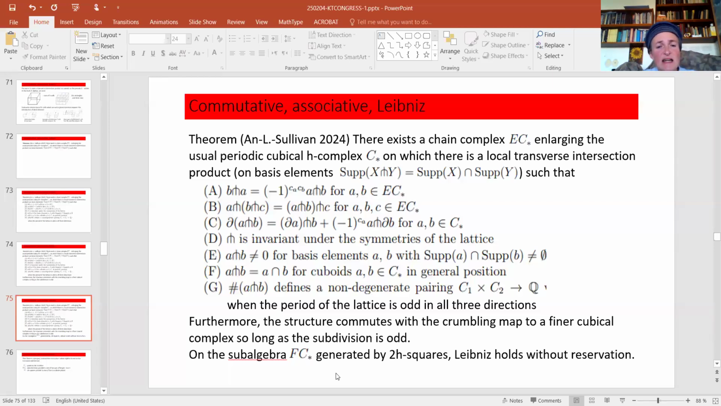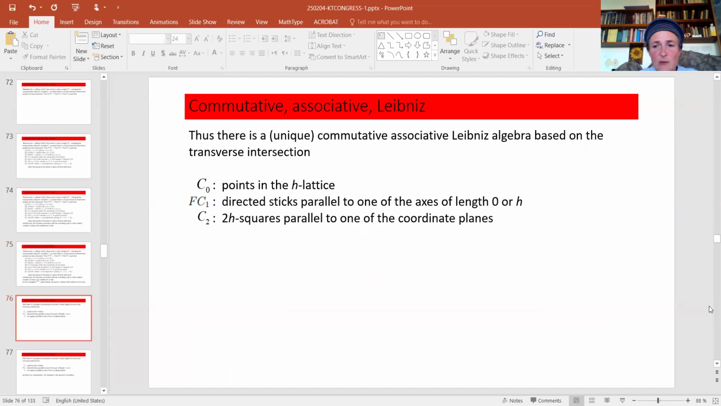Okay, and then you can take a subalgebra of this, which is generated by 2 squares of size 2h. In other words, you take the squares of size 2h, you take intersections of such things, which will involve infinitesimal sticks, and then Leibniz will hold without reservation. And it's because of that that we can do Euler's equation perfectly. So what we're left with, in fact, are the original points in the lattice, the original squares in the lattice, and in dimension 1, there will be sticks of infinitesimal length and of length h. That will be our complex.